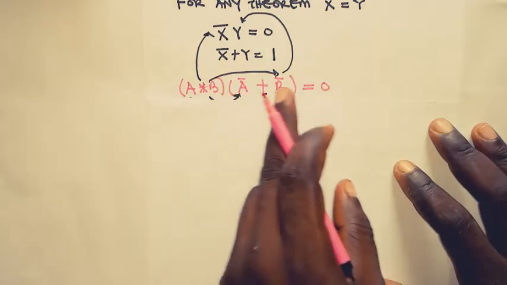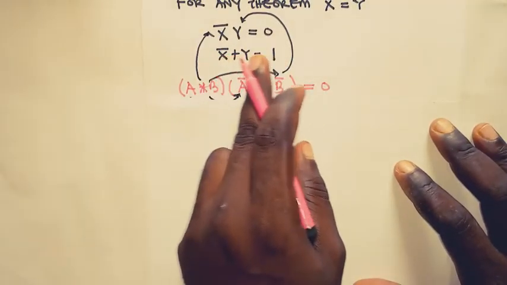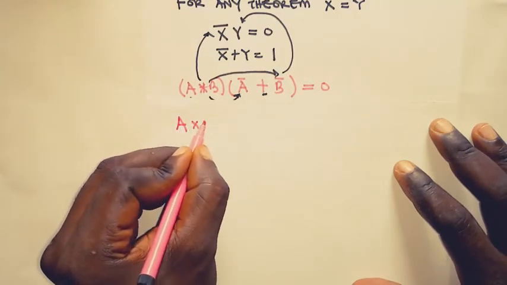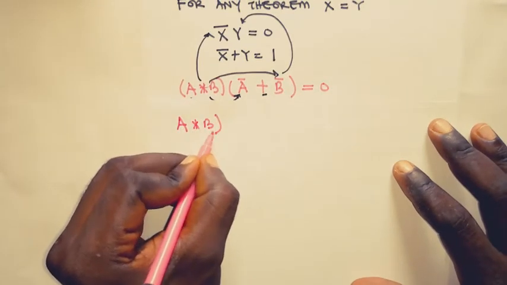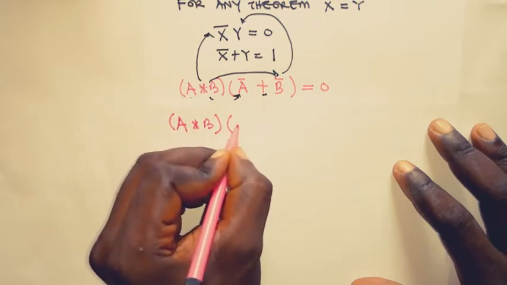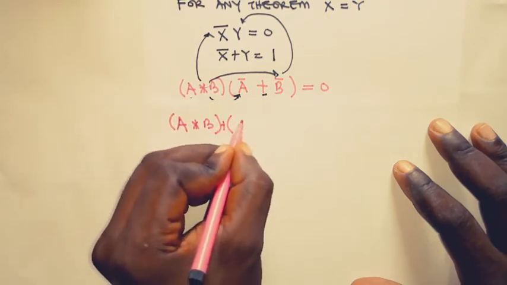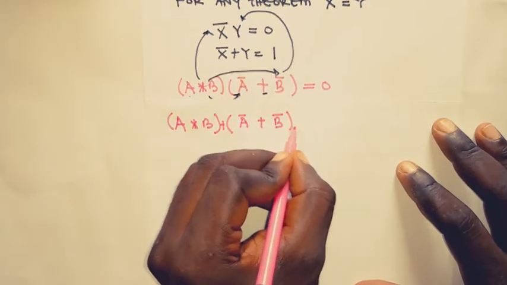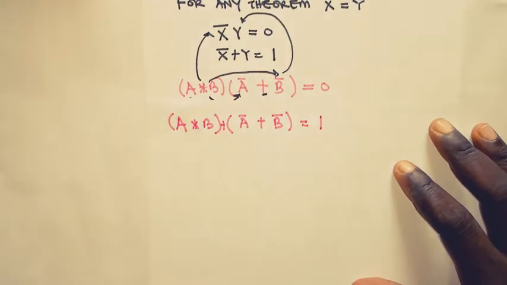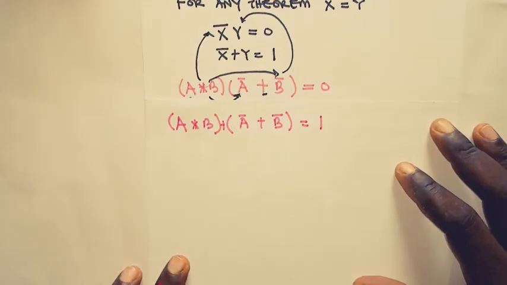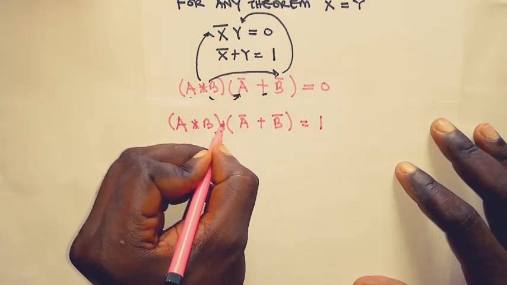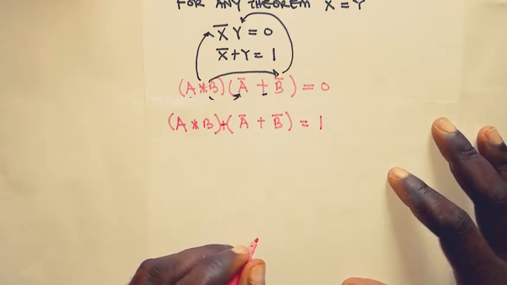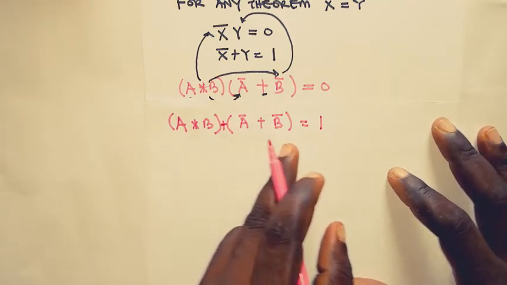And so we want to prove this, looking at this one. So we have A asterisk B plus A bar plus B bar, to see if it's going to give us a 1. Remember, this is Boolean algebra.